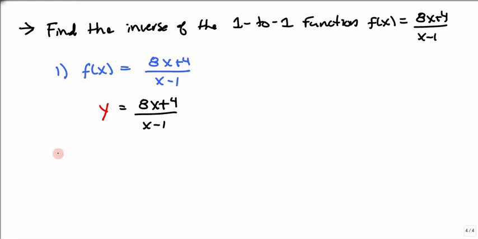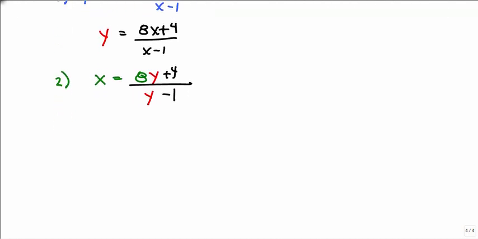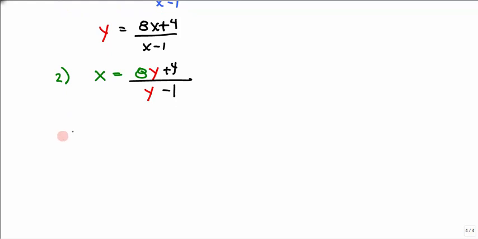Second step, swap the x and the y. So this value of y will become an x, and then all the values of x over here will become a y. Okay, so that's our second step. Our third step is to now solve for y. Now this is not an easy step. There's a lot going on here with this problem.